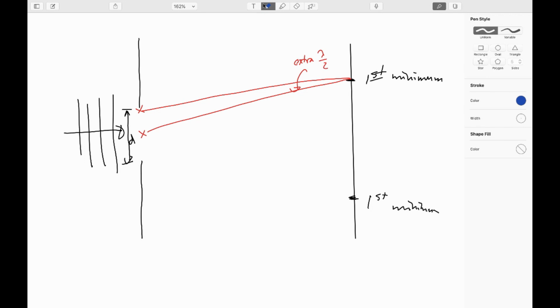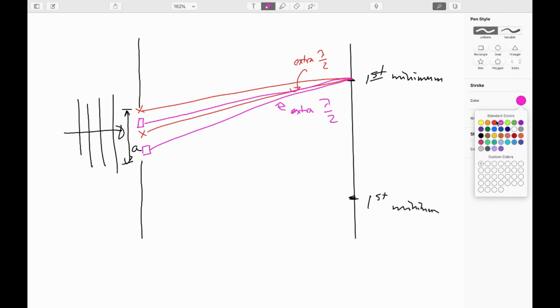Sorry, I was trying to write an a there for the slit width. And it turns out you can do the same thing with any other pair of points that you like, as long as that pair of points is also separated by width a over 2. Again, this one will have the extra lambda over 2.